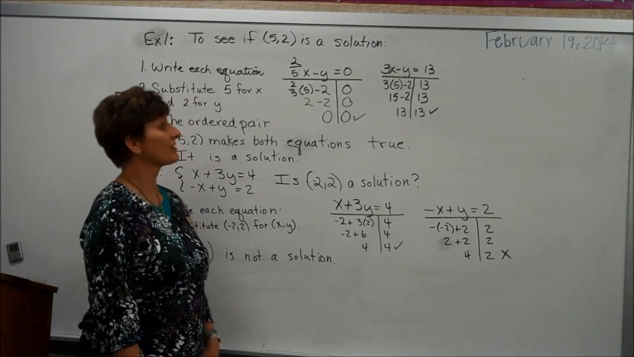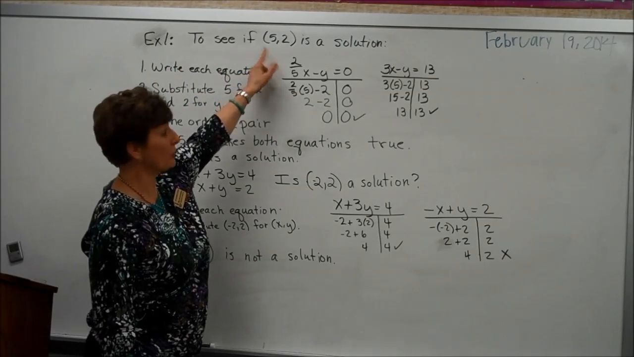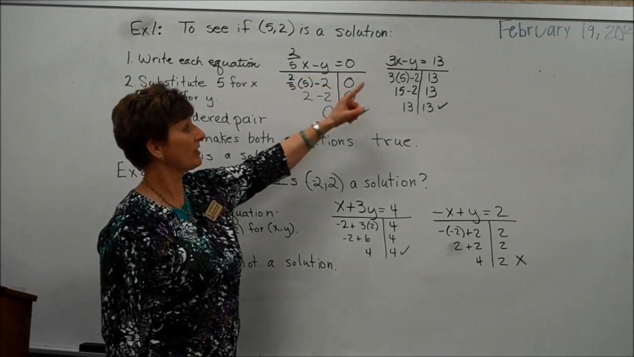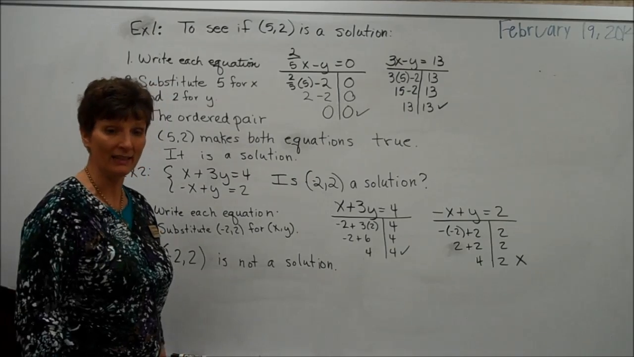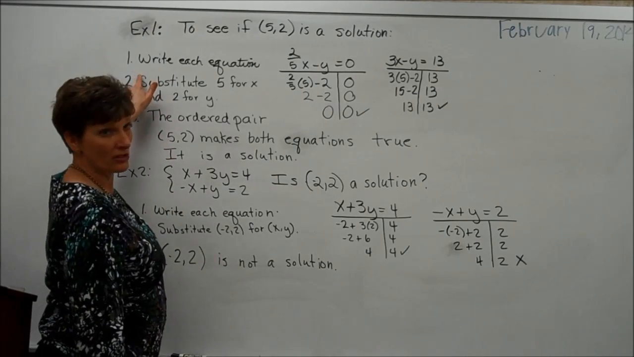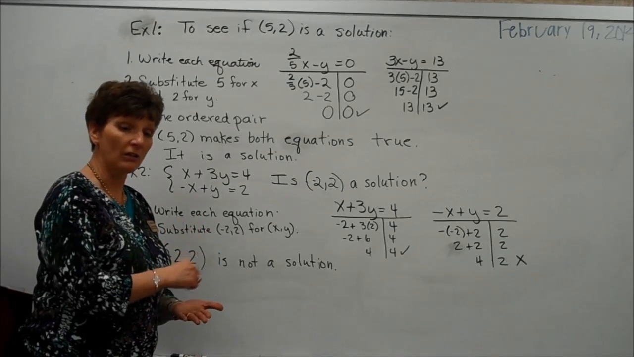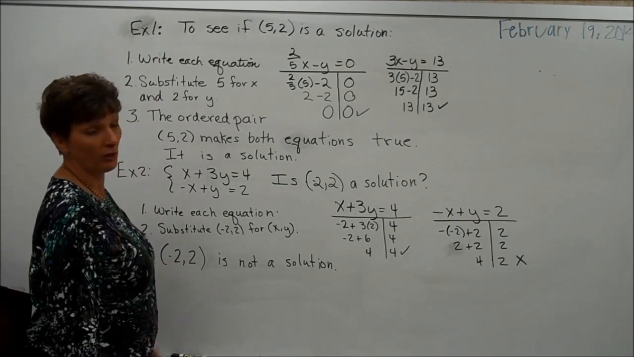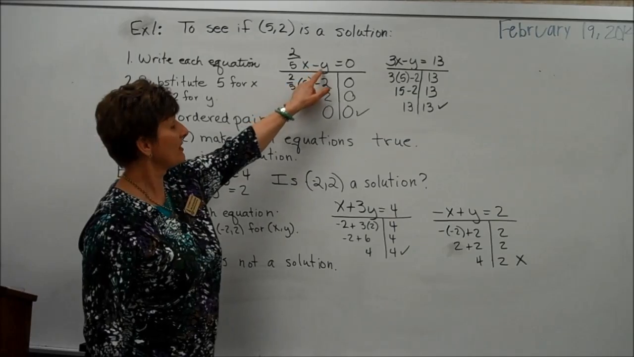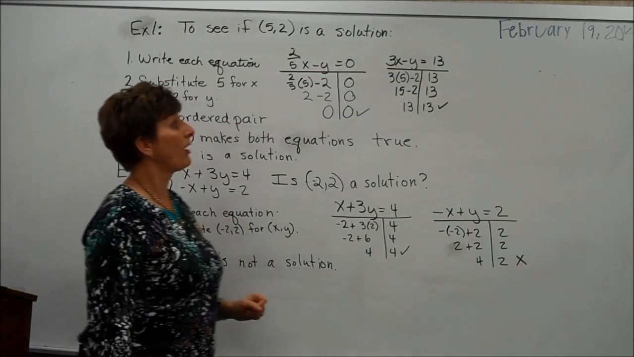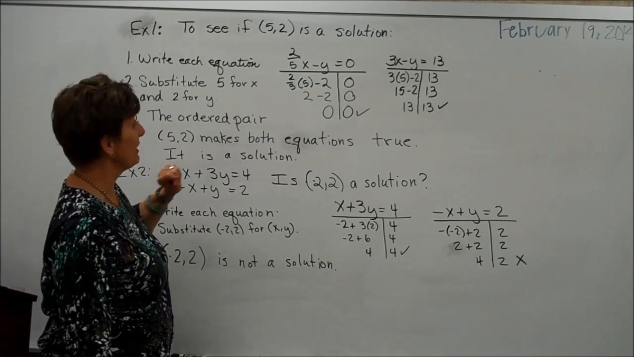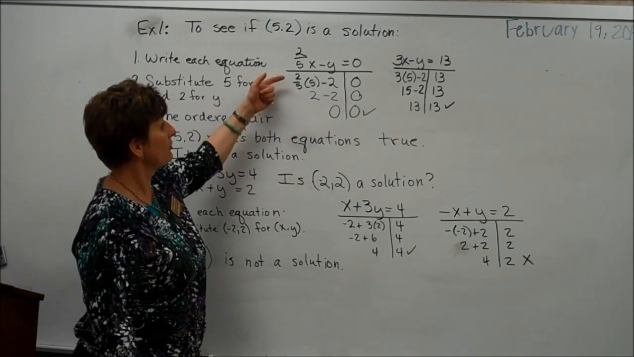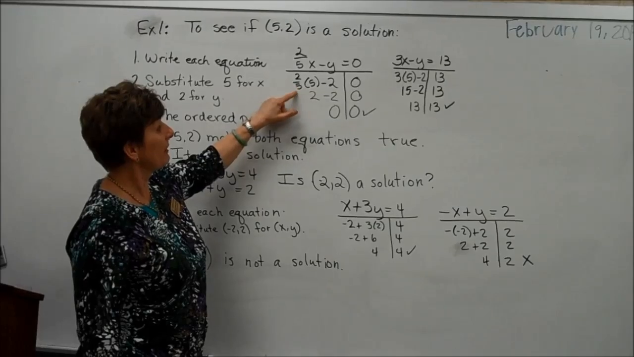Now let's do some examples. As I said, 5, 2 is a solution for the system of equations 2/5 x minus y equals 0 and 3x minus y equals 13. Let's see why that is true. Here's some steps to follow. Please follow these steps along with me and write them in your notebook. We'll check them tomorrow. Step 1 is to write each equation, which I did. 2/5 x minus y equals 0, 3x minus y equals 13. Our second step is to substitute 5 for x and 2 for y, and then show your steps at each point. We're doing the math here.